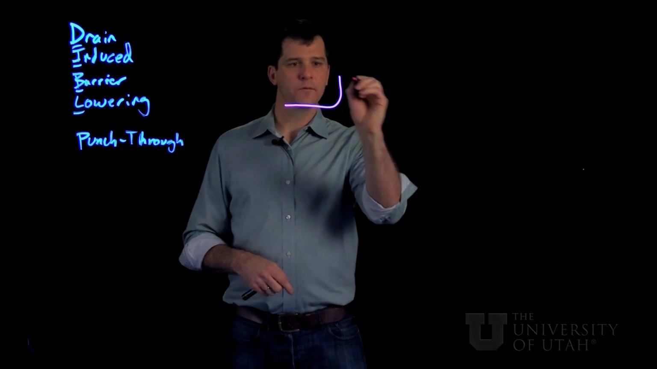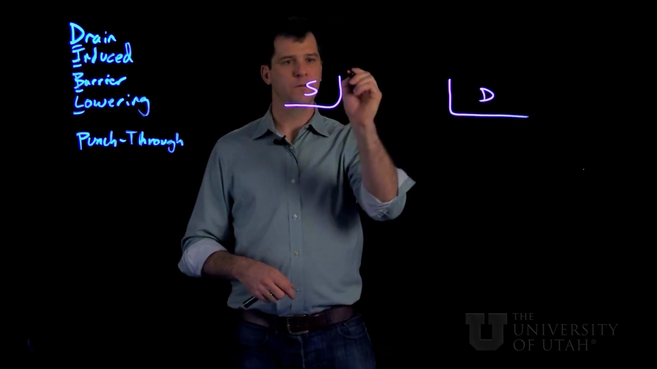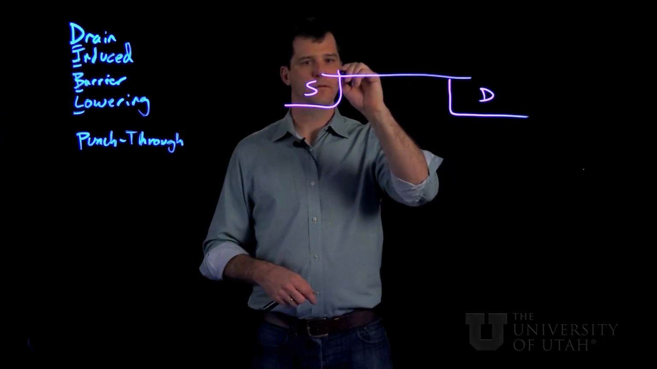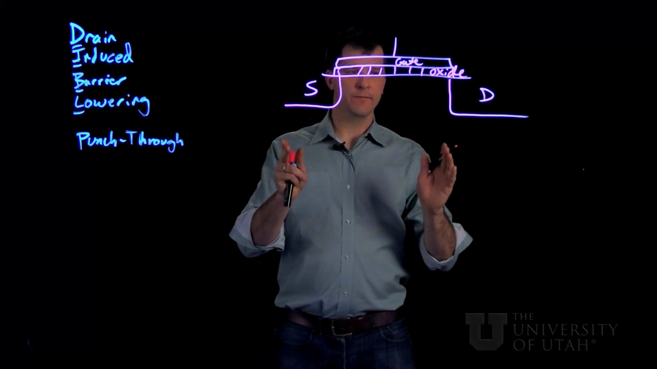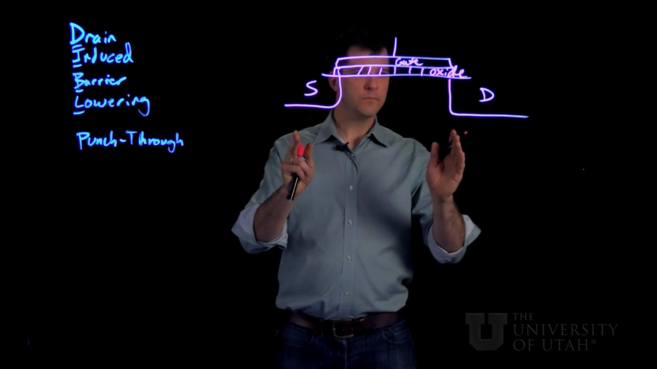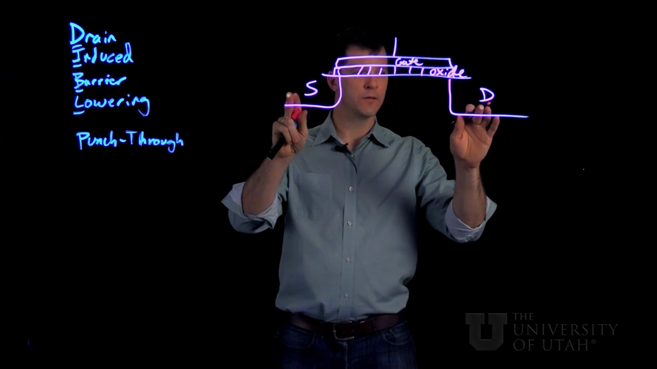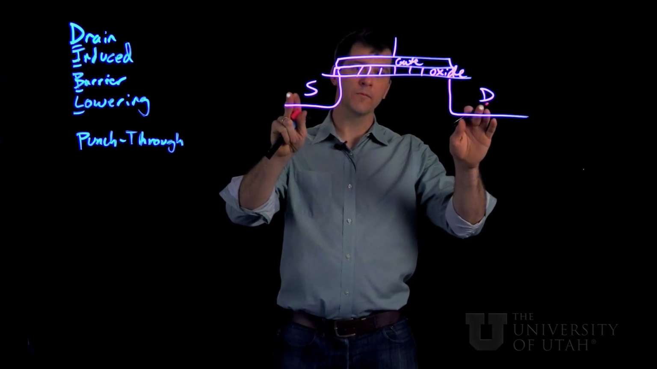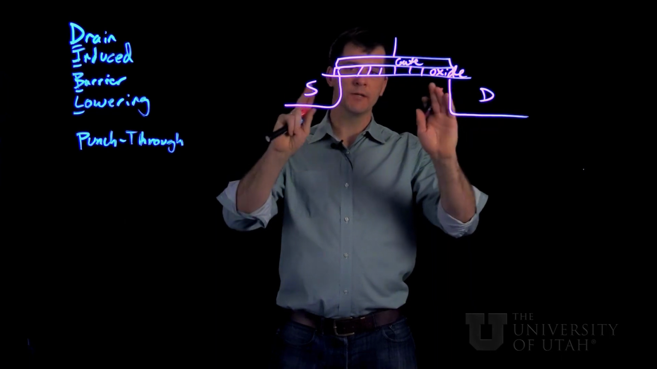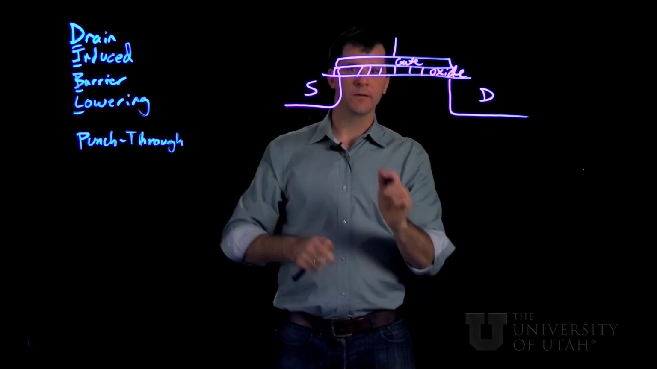So here's our MOSFET structure: drain, source, and then our gate. Now, we're going to look at the effect of applying a large source drain potential and what it does to the injection of carriers and to the channel length itself.